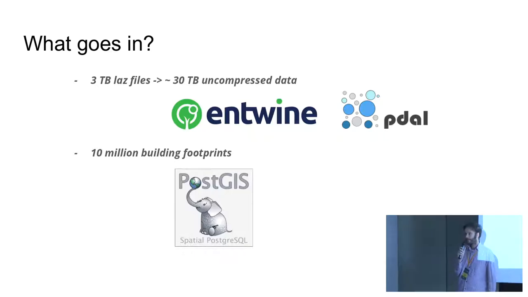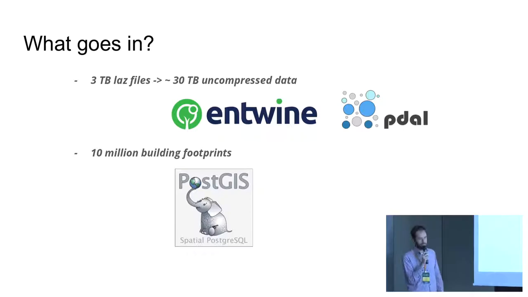Okay, what goes into the model? First of all, the Netherlands is not a very big country, but we do have a point cloud for the whole country. That's a lot of data. That's about 3 terabytes if you compress it. If you decompress it, it depends a bit on what's in it, you go to roughly 30 terabytes. I never tried myself to decompress, but that's what you might end up with.